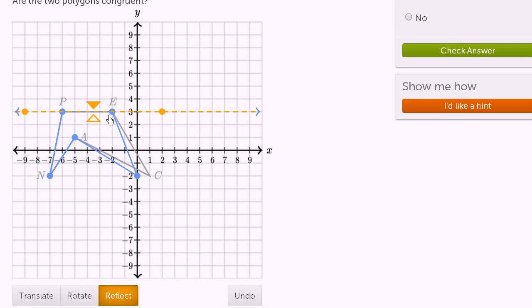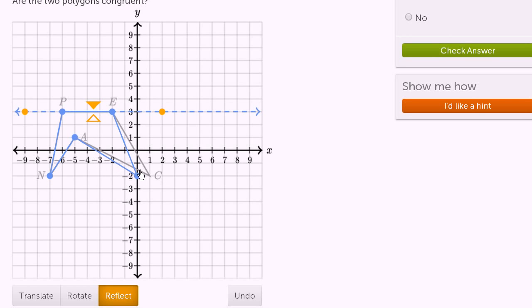See, when I reflect it, this point, this point, this point, and this point seem to be in the exact same place. But point C does not correspond with that point right over there. So these two polygons are not congruent. And this is why it's important to do this, to make sure that the rotations work out. So these two are not congruent.